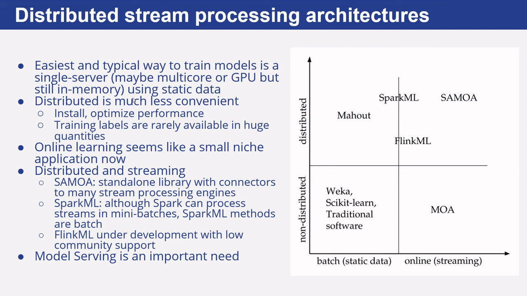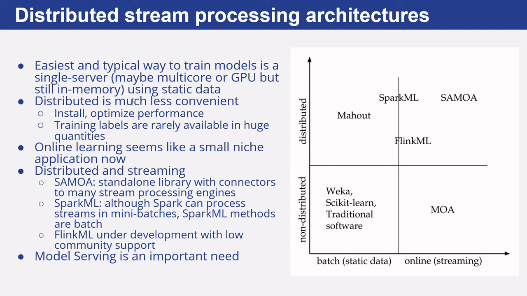Distributed and streaming applications include Samoa, a standalone library with connectors to many stream processing engines, and Spark ML, although Spark can process streams in mini batches, Spark ML methods are typically batch. Flink machine learning libraries are under development with relatively low community support. And actually what we see in this area is that training huge models is probably less important, but serving from large, infinite streams of data in a distributed manner is a very important application.